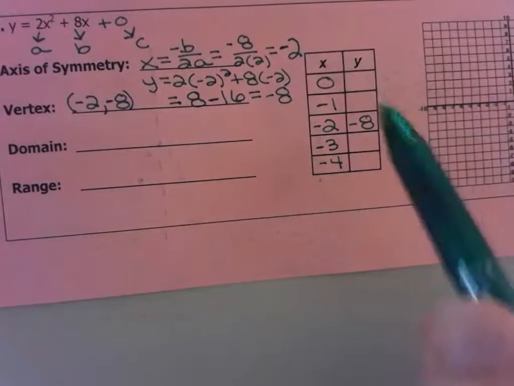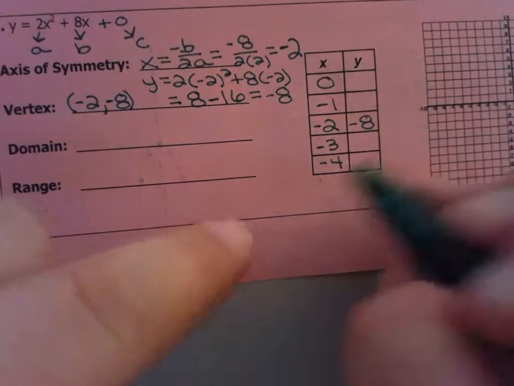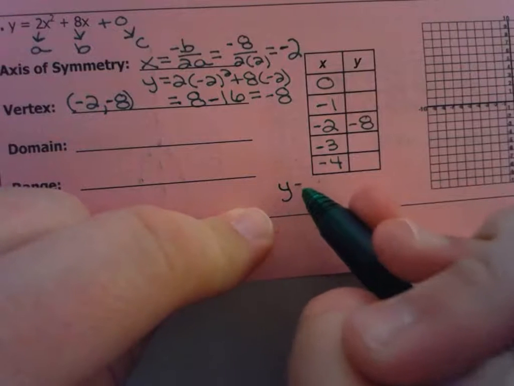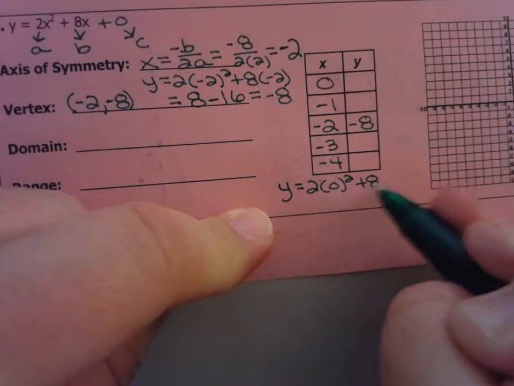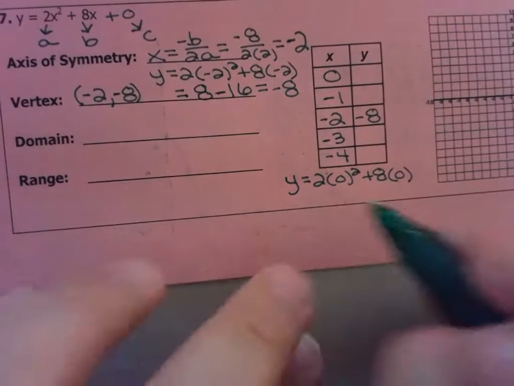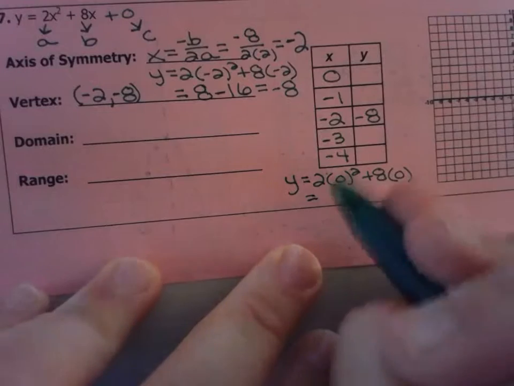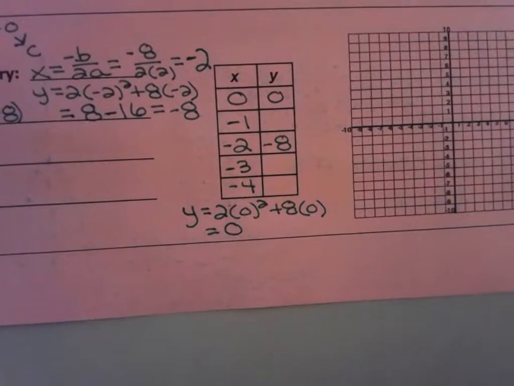Now let's start filling in this table. Pick the easiest ones to plug in. Which value will be easy to plug in? Pick 0. So just like you did with the vertex, if I know an x value, you plug it in to find the y value that goes with it. So I take 0 and I plug it into the original. 0 squared is 0. 2 times 0 is plus 0, 0. So we have a point 0, 0.